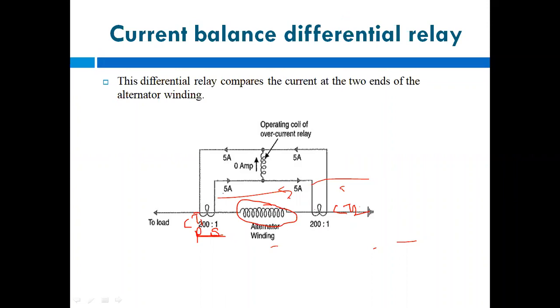Now you can see, when the two current transformers are connected in series and normal current is flowing through the circuit, which means the circuit is under normal operating condition and there is no fault, then what will happen? One more thing: this is your operating coil. Operating coil means what? When this coil will operate. Every relay has an operating coil. We have seen there is a restraining coil and one is the operating coil.